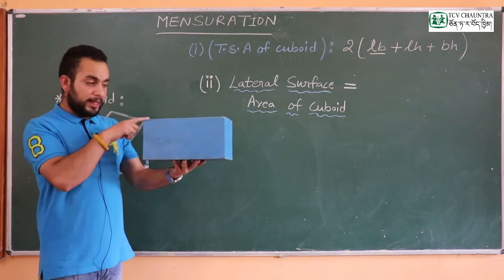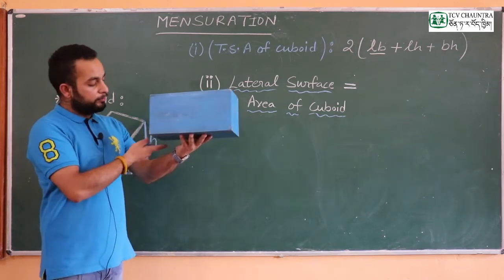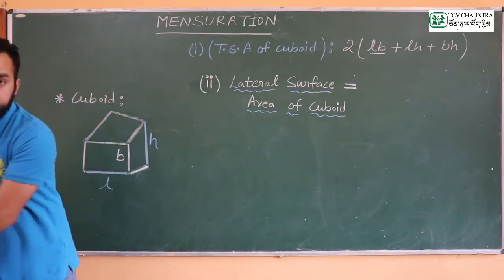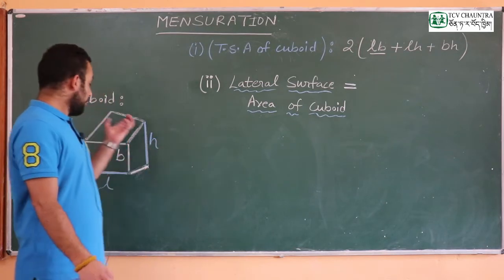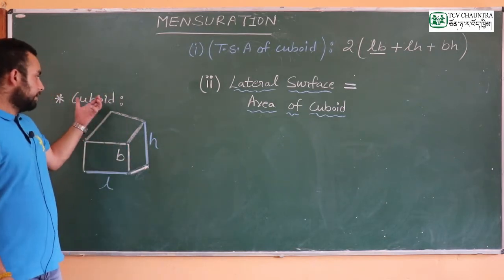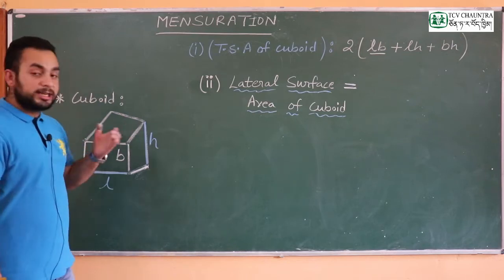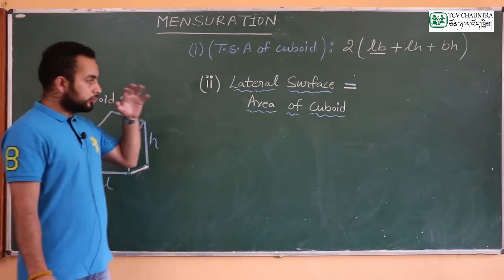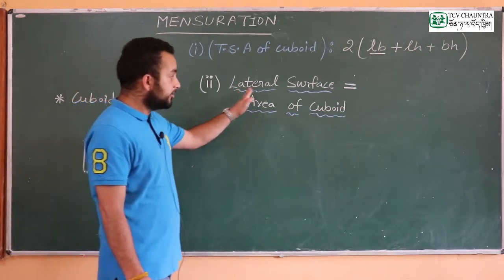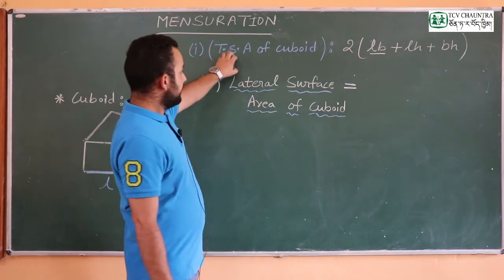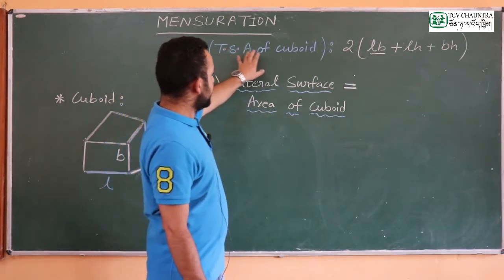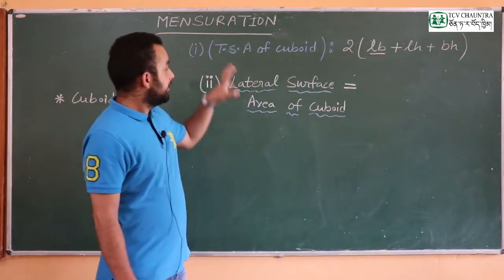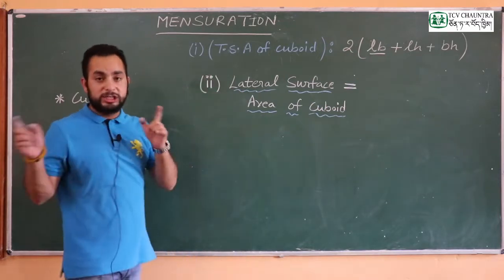So this is your length, this is your breadth. Similarly the bottom has a length and a breadth. So for lateral surface area we are not considering the top and the bottom of that figure. For example, we are talking about a cuboid, right? So we are not considering the cuboid's top and bottom part. Before, we found the total surface area of cuboid, that is 2 times length breadth plus length height plus breadth height. This is the total surface area of that cuboid, right?